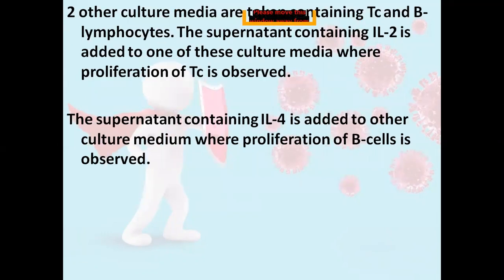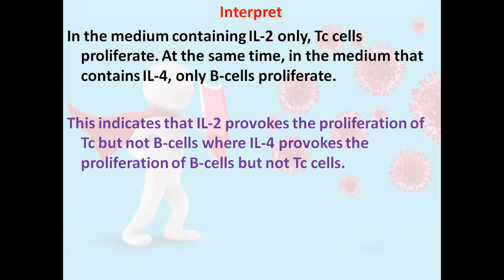To other culture media containing TC and B lymphocytes, the supernatant containing IL2 is added to one of these culture media, where the proliferation or multiplication of TC is observed. The supernatant containing interleukin 4 is added to other culture media, where we have only proliferation of B cells.